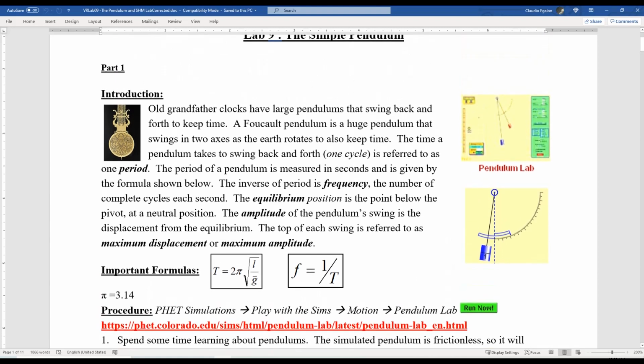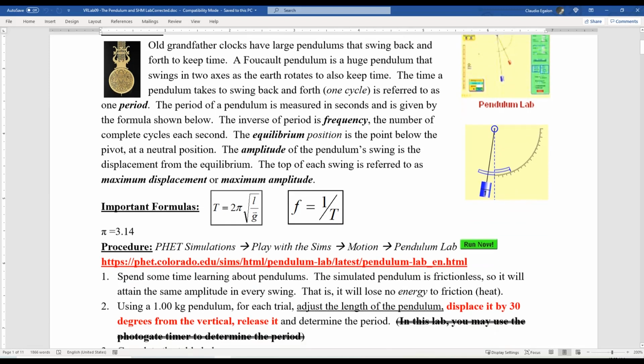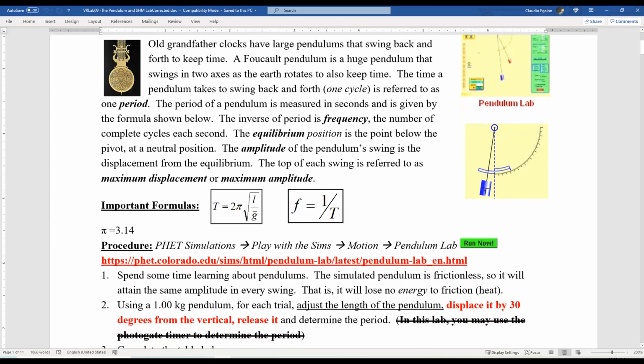Okay, so here you go. Here's an illustration of the simple pendulum. It's a mass attached to a string. You can displace this device from the vertical and let it oscillate back and forth. The period for the pendulum is given by 2 pi times the square root of the length of the string divided by the acceleration of gravity.